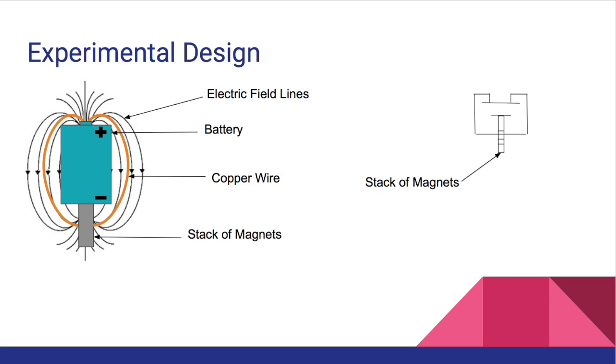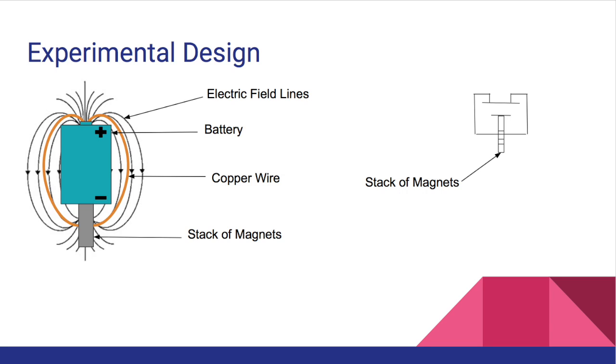For our experimental design, as shown in the diagram on the left of the slide, a battery and magnets were attached with a wire coiling around the magnets and then being balanced on top of the plus side of the battery. The electric field lines are then shown behind the battery and the magnets, showing how the current moves through the wire and thus completing the circuit through the magnets and the battery. A more simplistic circuit diagram is the image on the right of the screen.